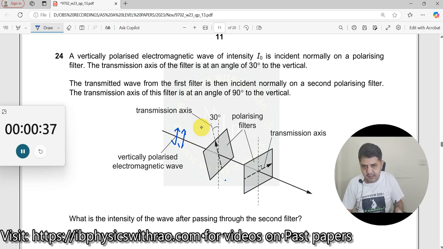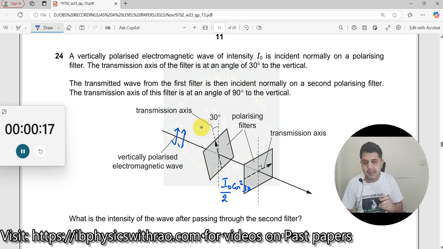So what will be the value of this one here? This will be I naught divided by 2 cos squared 30 here. Cos squared 30. Why did I apply Malus law here? The reason is because it's already a polarized beam over here. Whenever a polarized beam, a partially polarized beam enters a polarizer, you should apply Malus law.